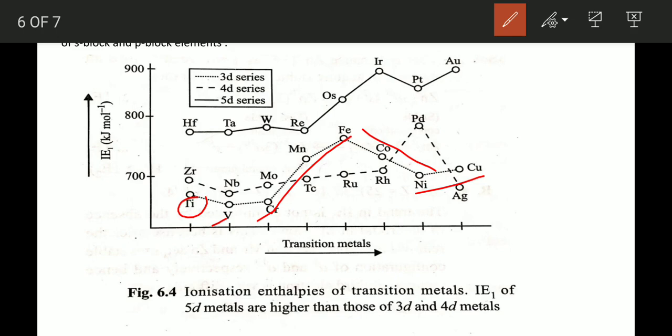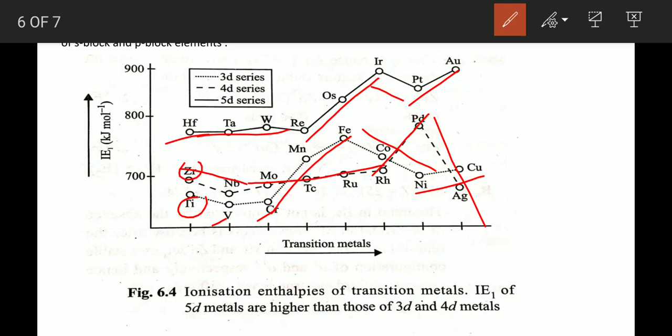For the second series, same. But here it is almost constant or the same. Then it increases at palladium and decreases at silver. And here hafnium to tungsten is common, same, approximate. Then it suddenly increases, then decreases, then increases. So all these things are because of the electronic configuration, attraction force.